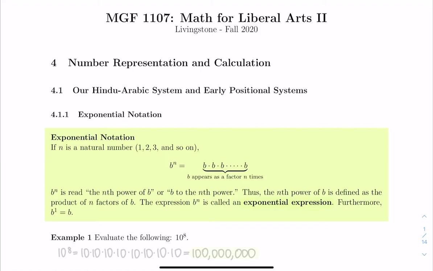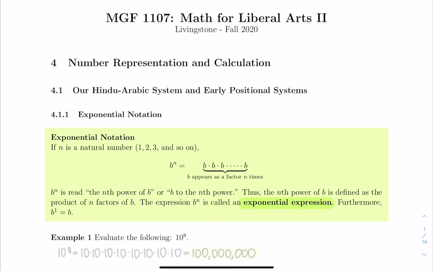And so b to the n is read as the nth power of b, or b to the nth power. Thus, the nth power of b is defined as the product of n factors of b. We call this expression an exponential expression. And furthermore, if we raise b to the first power, that's just b, so we don't normally write a power of 1.